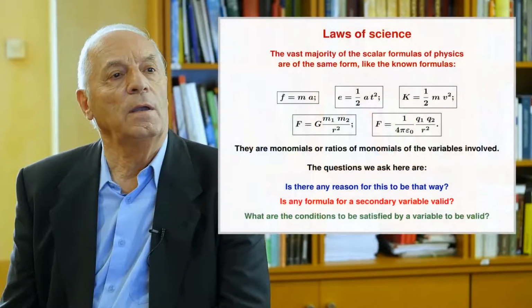At the top of the slide, we have some well-known formulas used in physics that relate physical variables. A careful analysis of these formulas leads us to the conclusion that they are monomials of the involved variables or ratios of monomials, a very special type of functions. Then the following questions arise. Is there any reason for this to be that way? Is any formula for a secondary variable valid? If it is not, what are the conditions to be satisfied by a variable to be valid? These and other questions will be answered in this lesson.